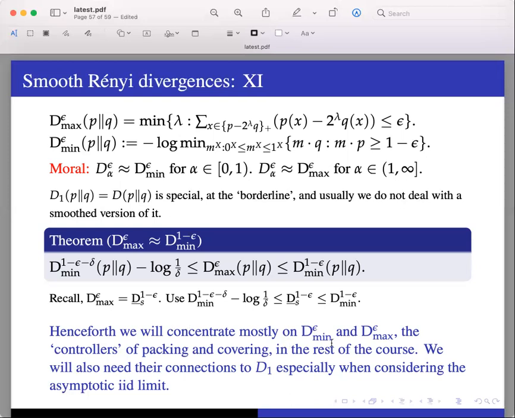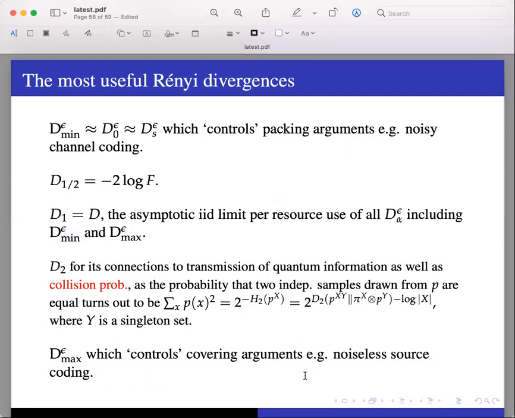In any case, because we will still keep them separate, we will concentrate mostly on d epsilon min and d epsilon max. It's because, as I said earlier, without defining things, d epsilon min controls the packing properties, and d epsilon max controls the covering properties. So we will keep them separate and concentrate on them for the rest of the course. And we will also keep coming back to d1, because both these quantities approach d1 in the asymptotic IID limit. So we will stop with this slide.